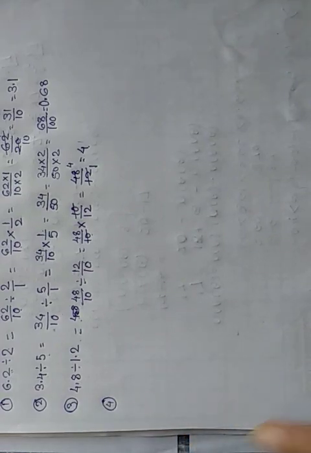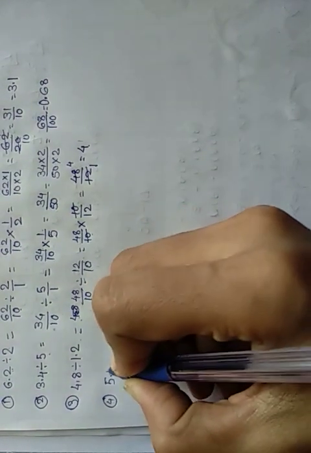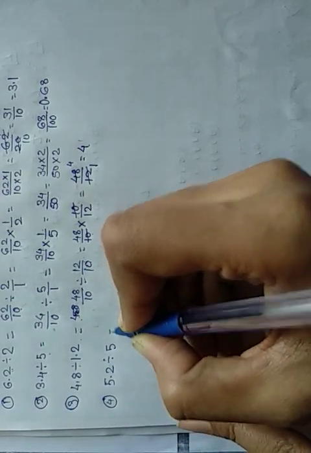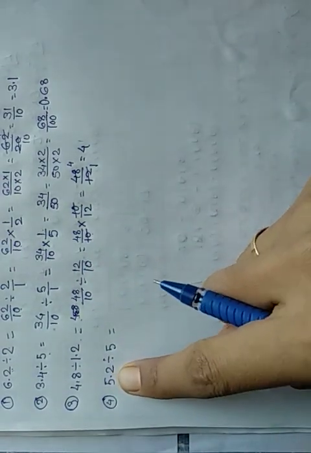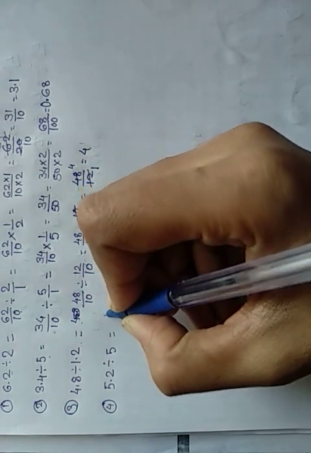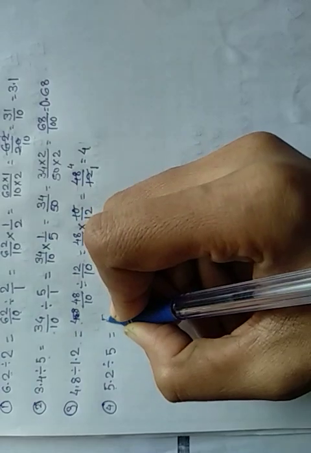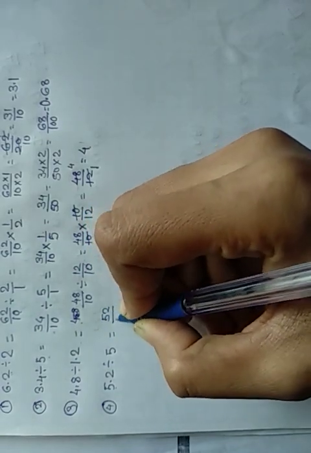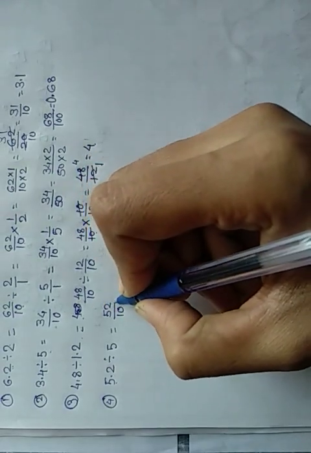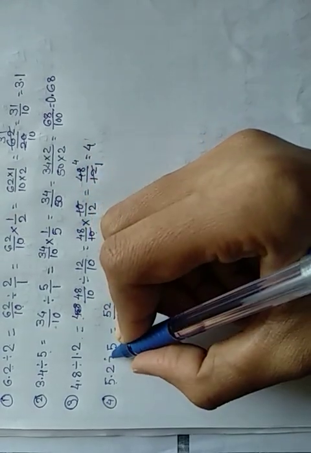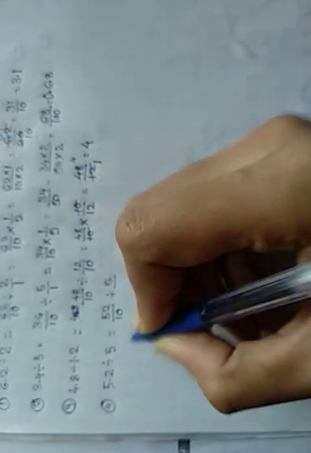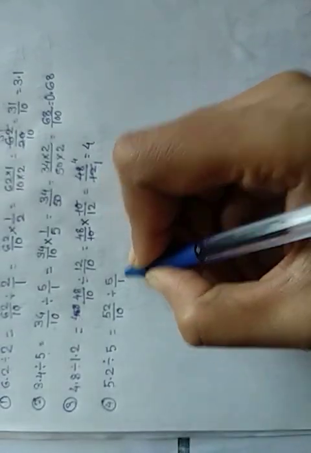Let's see the next example. 5.2 divided by 5. First, convert this decimal fraction into a common fraction. That is, 5.2 means 52 divided by 10. Divided by 5. There is no denominator, it means there is 1.